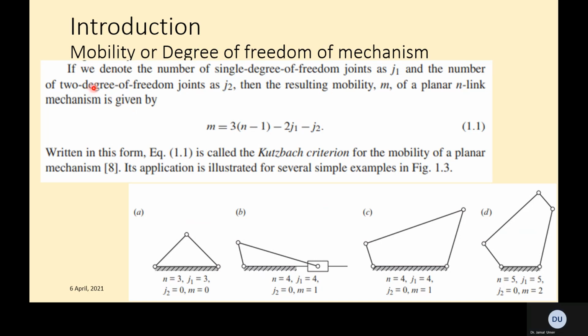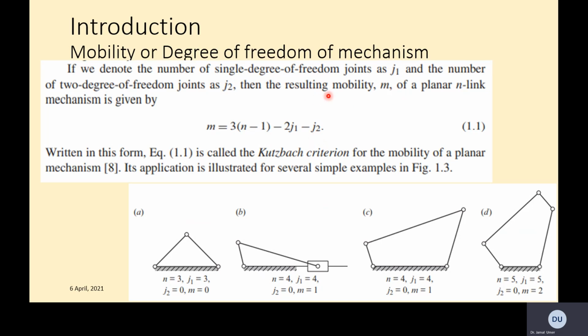So if we denote the number of single degree of freedom joints as J1, just remember, this is a term we will use quite a lot. So this is one of the equation where you have single degree of freedom joints as J1, and the number of 2 degree of freedom joints are J2. So any joint which has 2 degree of freedom will be J2 basically.